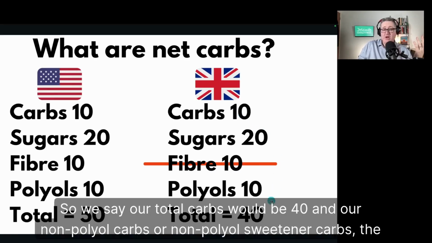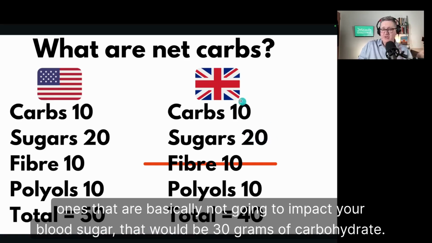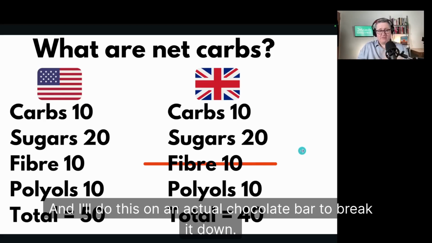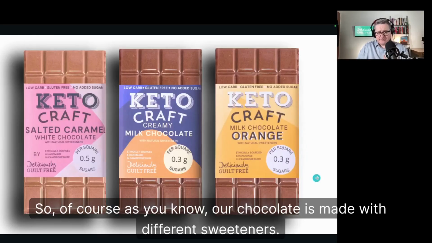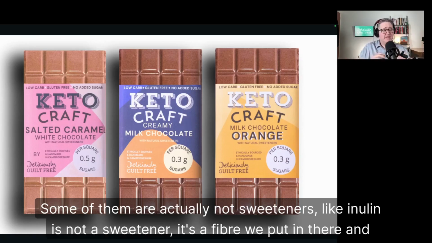So we say our total carbs would be 40, and our non-polyol carbs or non-polyol sweetener carbs, the ones that are basically not going to impact your blood sugar, that would be 30 grams of carbohydrate. And I'll do this on an actual chocolate bar to break it down. So, of course, as you know, our chocolate is made with different sweeteners. Some of them are actually not sweeteners, like inulin is not a sweetener, it's a fibre we put in there.